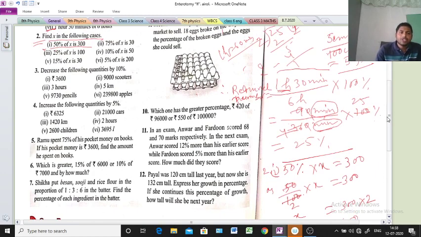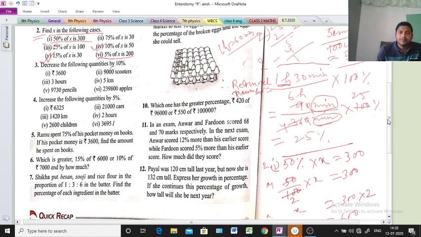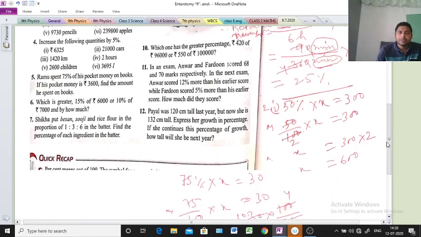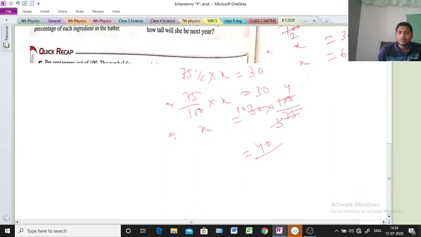Okay, so problems 3, 4, 5 you will do. I am doing only 6, the last problem. The remaining problems 3, 4 and 5, you will do it and show me. Clear everyone? Now question number 6. 5% of x is 200. 5% of x I am doing here.